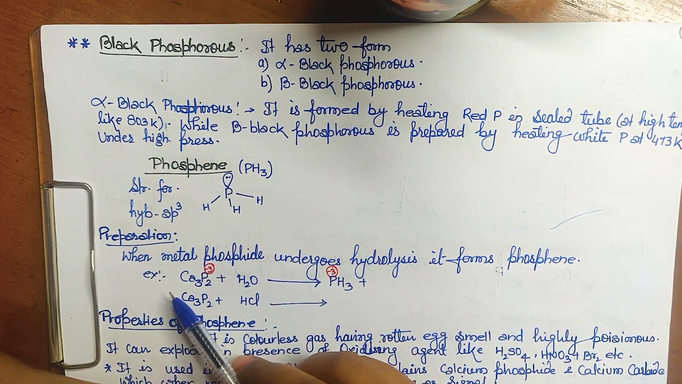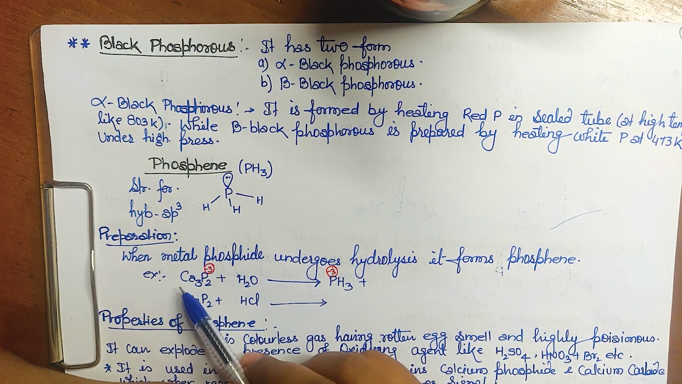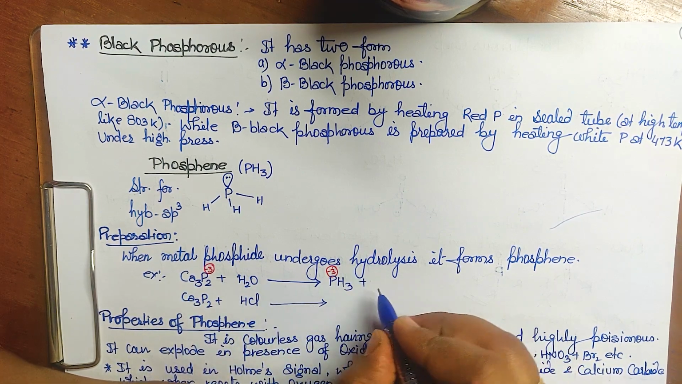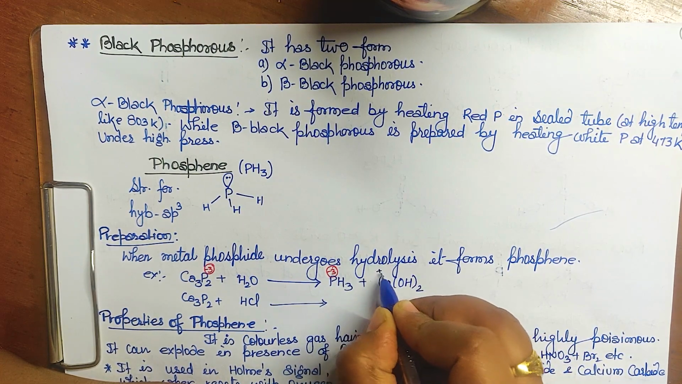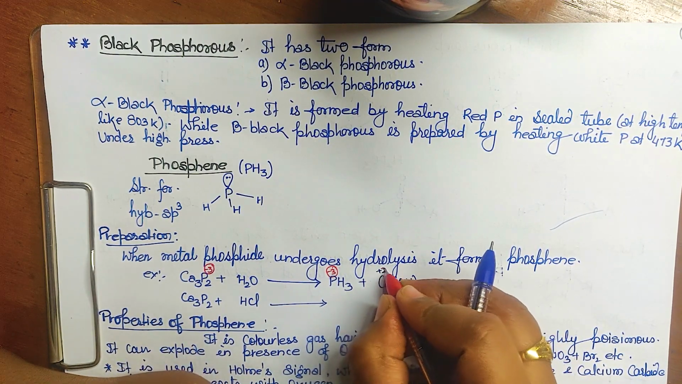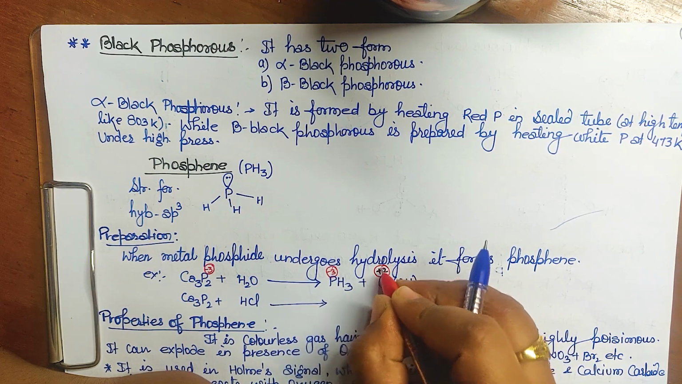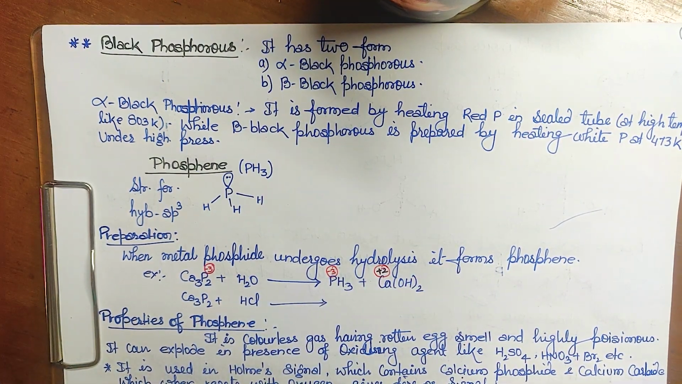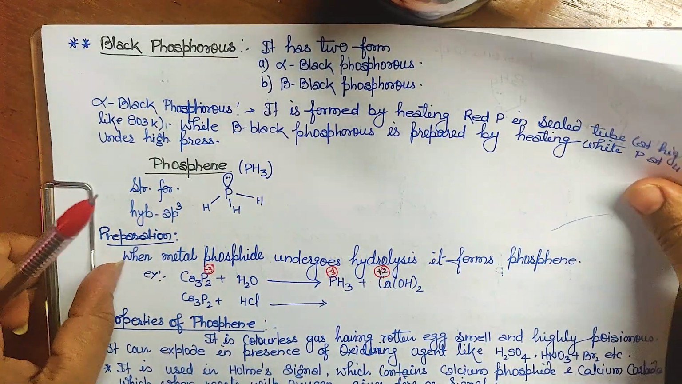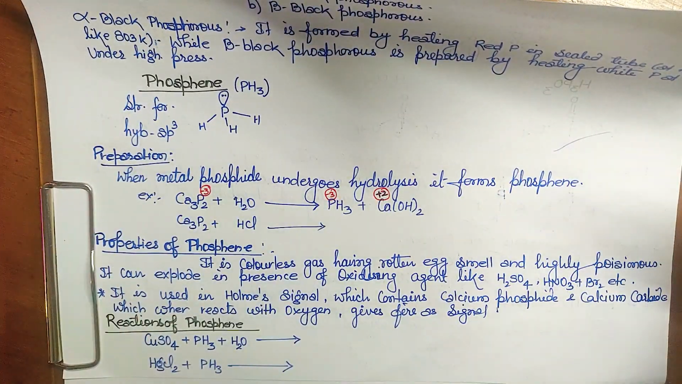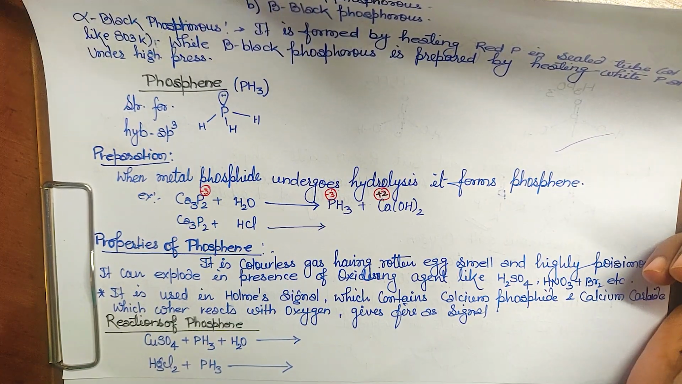So calcium is here in +2 state, so it will react with this and form Ca(OH)2, where the calcium is also in the +2 state. Yes, so we can write that there is no oxidation reduction. So tell me, guess what will be the product in this case? Ca3P2 plus HCl. There is no water. So what will be the product?